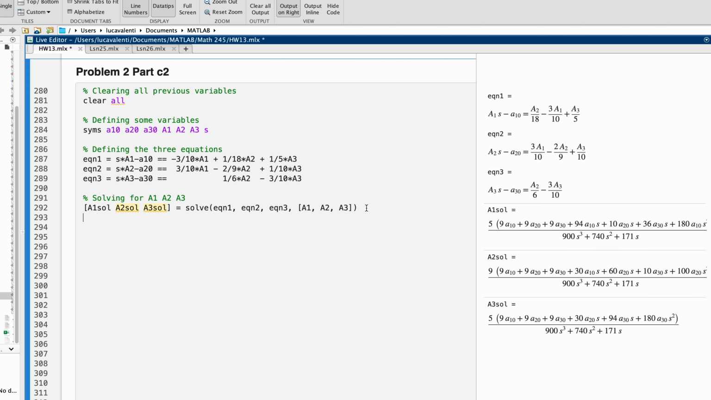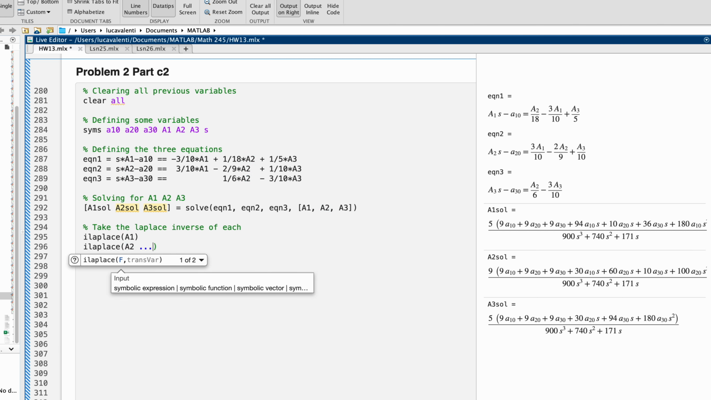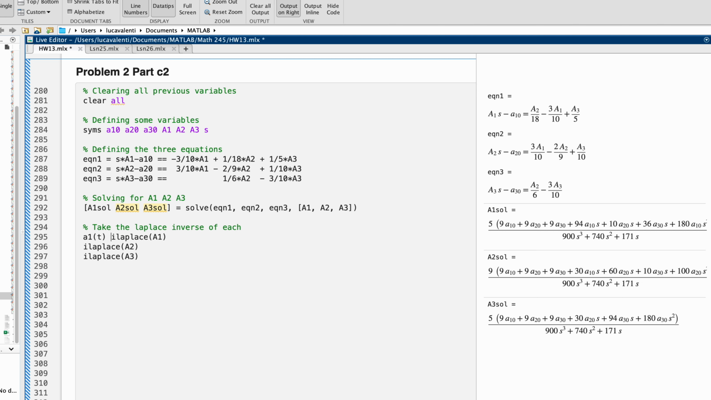Now what we're going to do is take the Laplace inverse of each. So we're going to say ilaplace A1, ilaplace A2, and ilaplace A3. And we'll say that this is going to be small a1 of t, small a1, small a2, small a3. Press Control Enter.